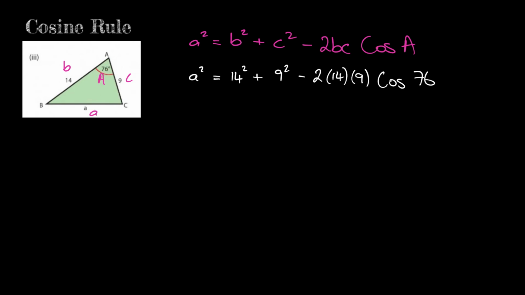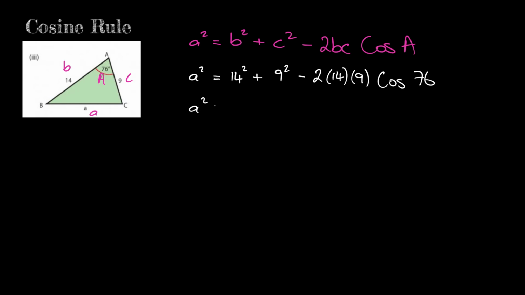Okay. Subbing in the values, I put a in instead of A. I put 14 in for B. I put 9 in for C. And obviously I did the same there for B. I put in 14. For C, I put in 9. And for the angle A, I put in 76. Next step is just to tidy it up.